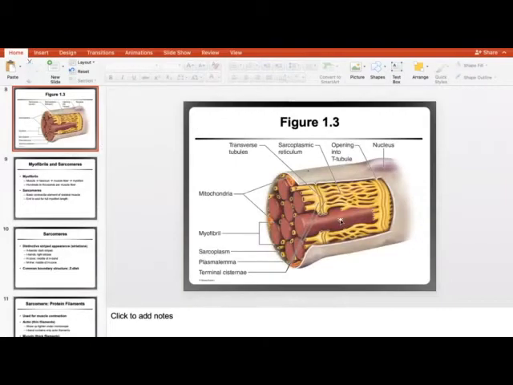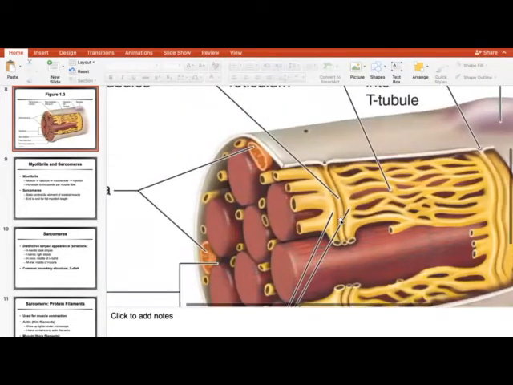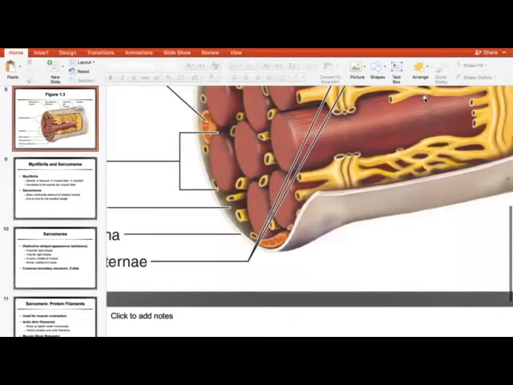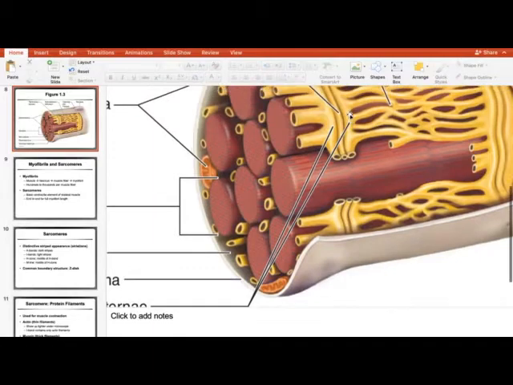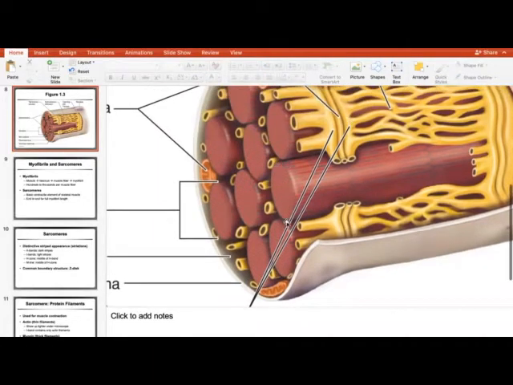If you look here, this is a sarcomere, all right? You see this little crisscross right here? It looks like a Z. This is a Z disc. This is another Z disc, and in between the Z discs is your sarcomere. This is a sarcomere. Now you see this is a big bundle of these sarcomeres. This is called a myofibril. And these sarcomeres are within the muscle fiber itself.